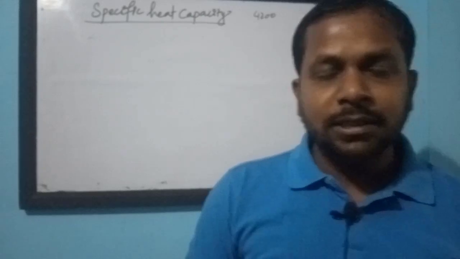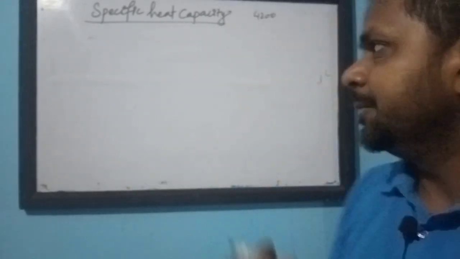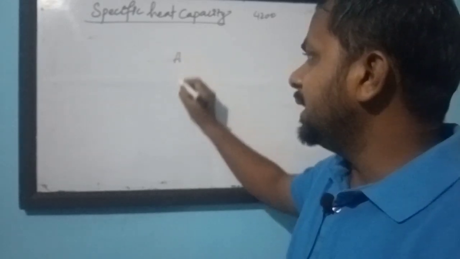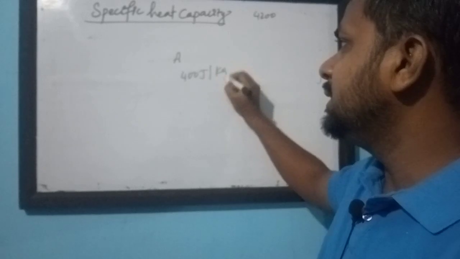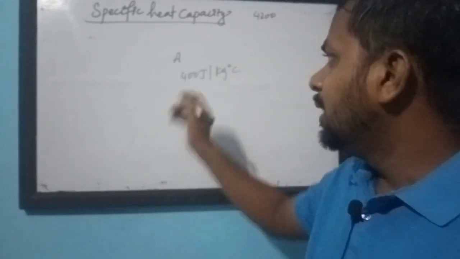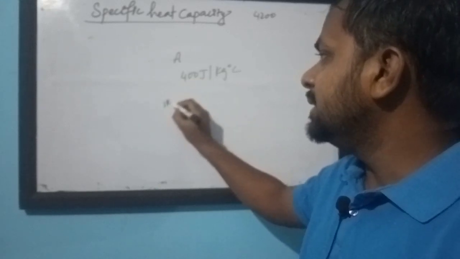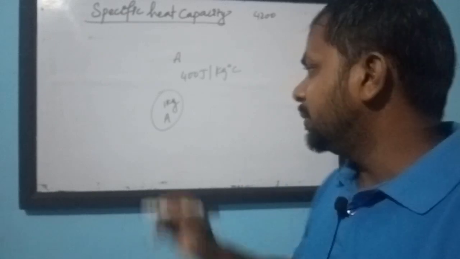The different substances have different specific heat capacity. Now let us practically understand the specific heat capacity. Suppose any substance A has a specific heat capacity of 400 joule per kg degree Celsius. Then what does this mean? Let us understand.